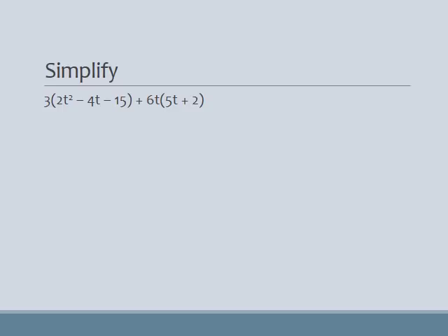In this case, we're going to distribute first and then combine our like terms. So my 3 gets distributed just to everything in the first polynomial. So I get 6t squared minus 12t minus 45. And then I'm going to distribute the 6t to everything in the second.